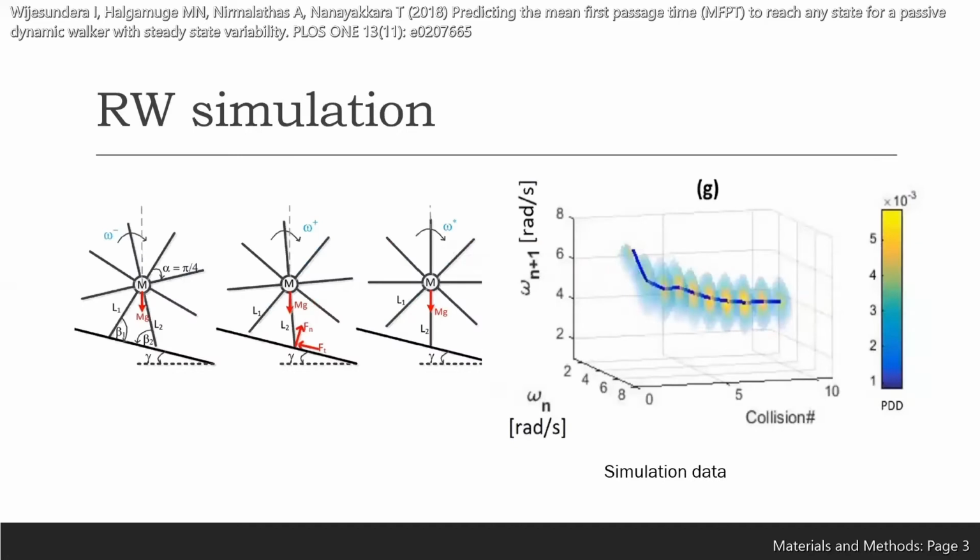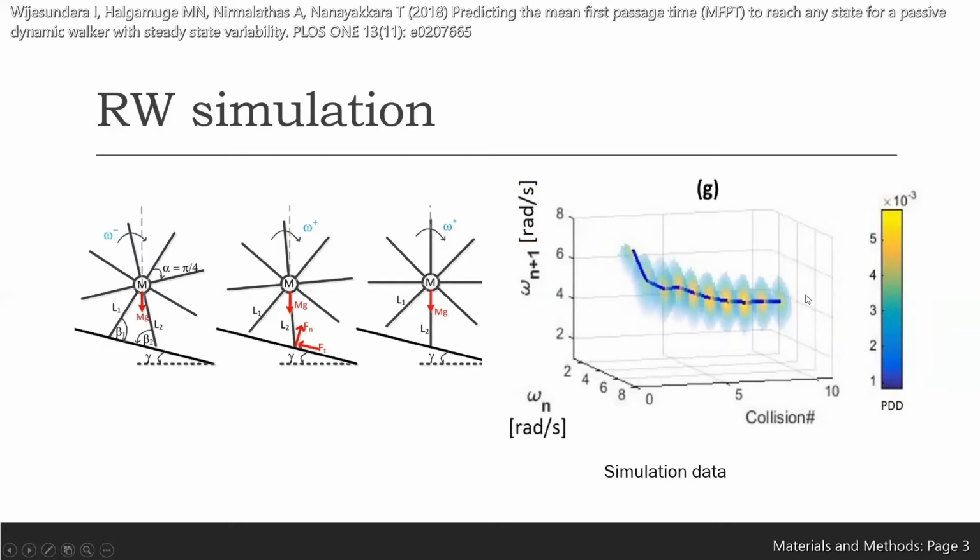In addition to this experimental data, the rimless wheel motion was also simulated to get a larger data set. So the first three sets of figures show the various forces acting on the rimless wheel in 3 positions. The first is just before collision, the second one is just after collision, and the third one is with the colliding leg vertical, which is the state in a cycle with the lowest angular velocity. And the figure on the right shows the variability in state transitions for the simulated data as well. So there's variability still here.